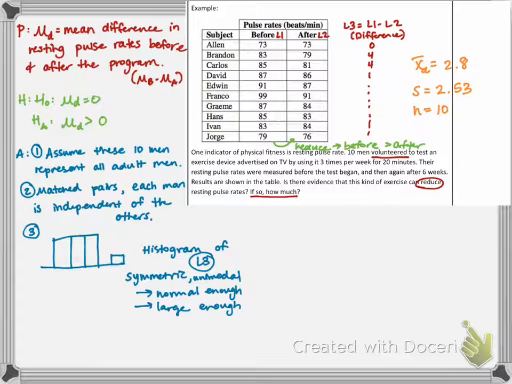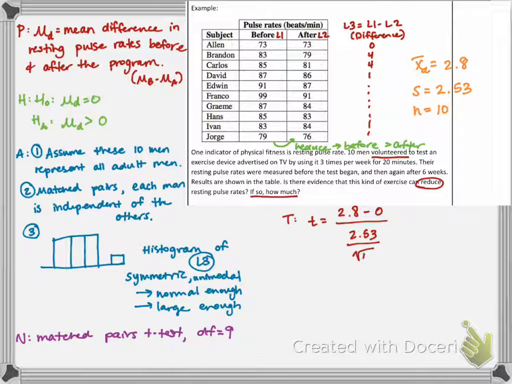With all 3 of those assumptions checked, we can do a matched pairs t-test. My degrees of freedom is the number of pairs minus 1, which is 9 in this case. And that means we're going to calculate our test statistic. So we start with the mean from our sample, that x bar was 2.8, minus the null hypothesis of 0, and then all over the standard deviation of 2.53 divided by the square root of 10.